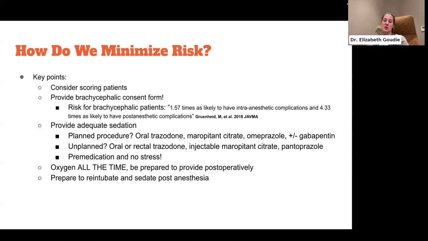And the nice thing about the rectal trazodone is that it kicks in about 30 minutes as opposed to an hour. So if you want a patient to calm down and maybe you can't get a catheter in them, they're dyspneic, that kind of a thing, you can put the trazodone in, put them in an oxygen cage, and then come back and try again. Maybe you can't even get an intramuscular. Injectable maropitant citrate, obviously an antiemetic for these guys. I'll give them pantoprazole as well.